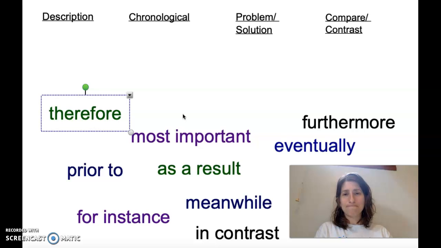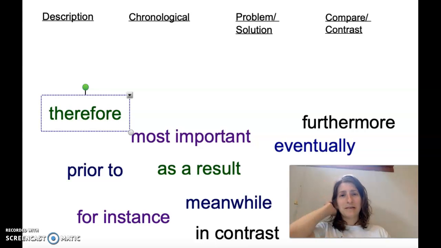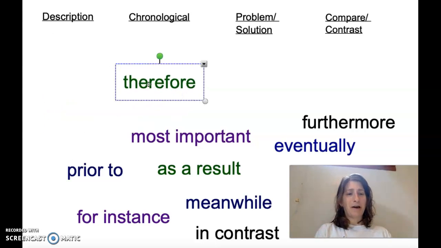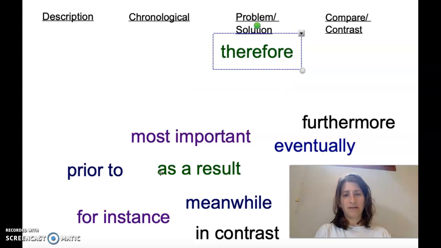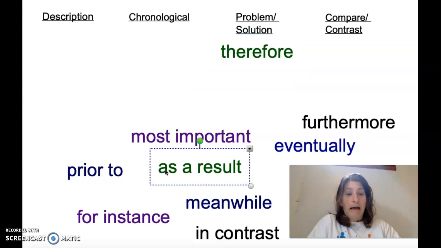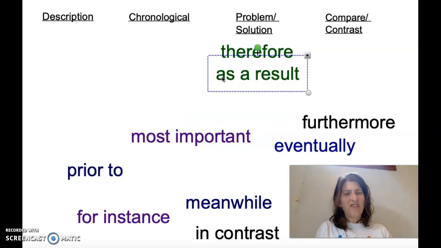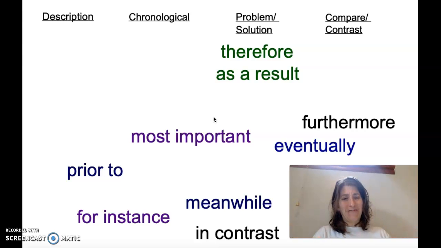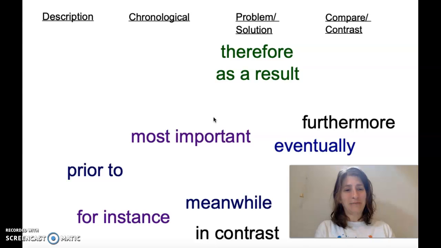Therefore, let me think. I was really hungry, therefore I ate a snack. Yeah, that would be cause and effect, problem solution. I could also say I was really hungry. As a result, I had a snack. It sounds a little bit strange when I use it in that context because it was a very informal context, but I used academic words.